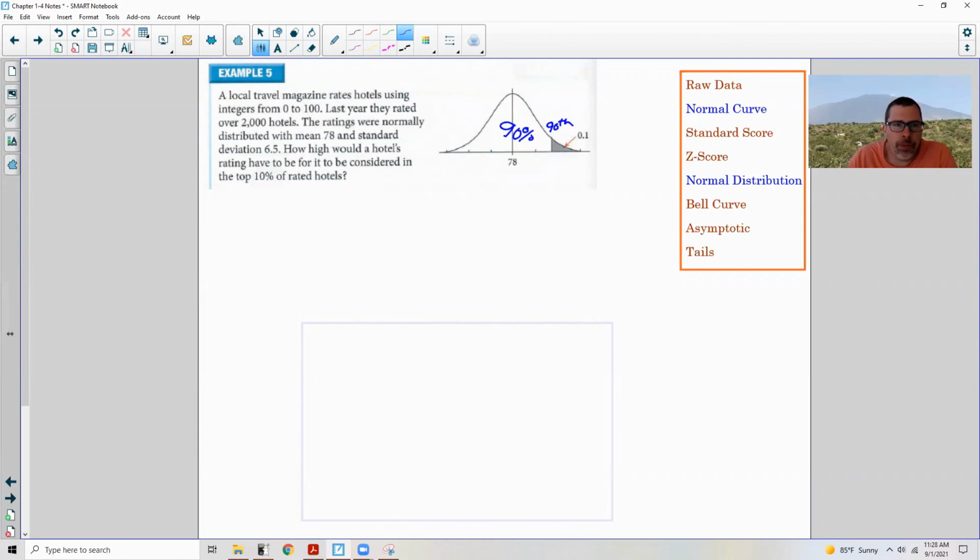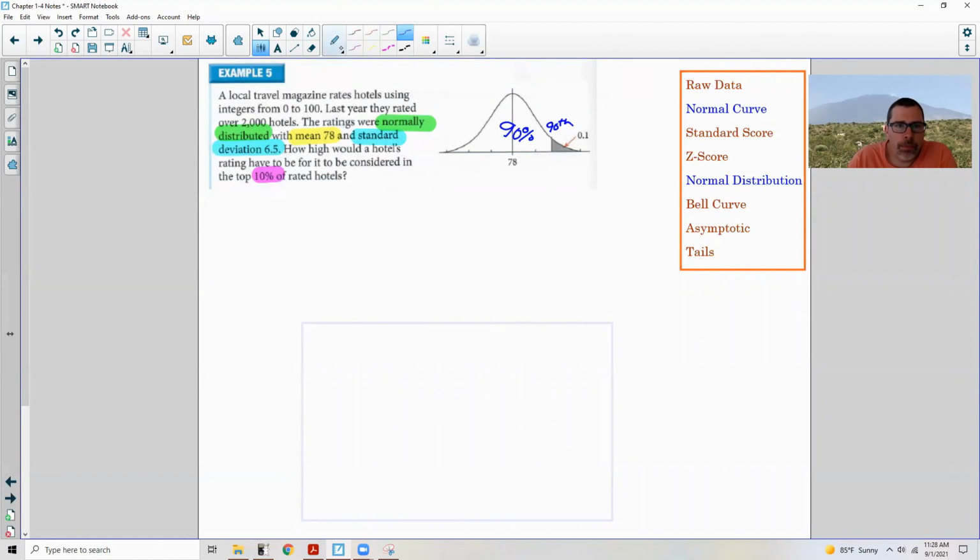The other thing we want to list is everything that we were given. A local travel magazine, okay, the range and erosion, mean. Oh, by the way, normally distributed. All right, standard deviation, 6.5. How high would the hotel's rating have to be for it to be considered in the top 10 percentile? Top 10% of the rated hotels, which is the 90th percentile, okay? So that's what we're trying to do.